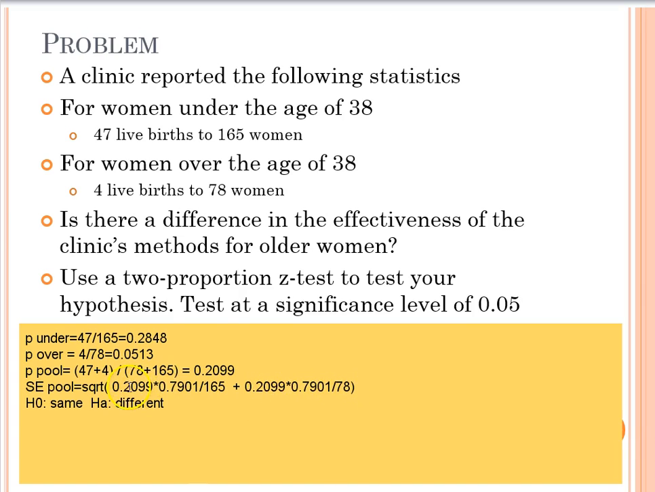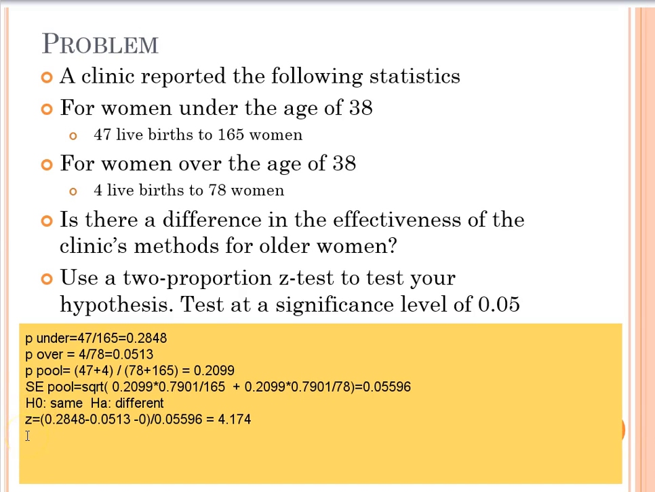So this is just p times q, where q is just 1 minus p, and we divide by the sample size for group 1, and then we do the same thing and divide by the sample size for group 2. So we're essentially adding these two variances together, and again, the two groups have different sample sizes, so we have to account for them. That's going to give us a standard error of 0.05596. So now we want to go on to calculating our z-score.